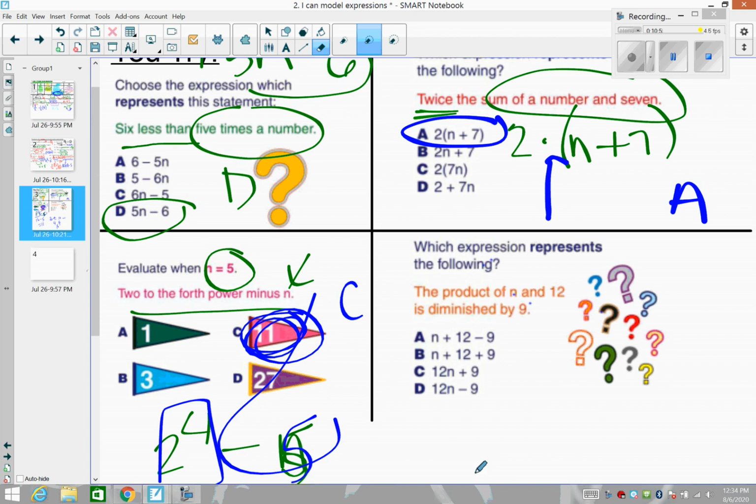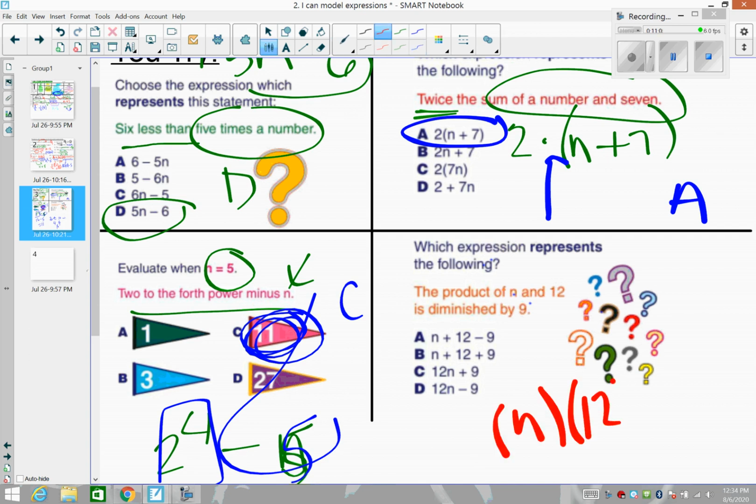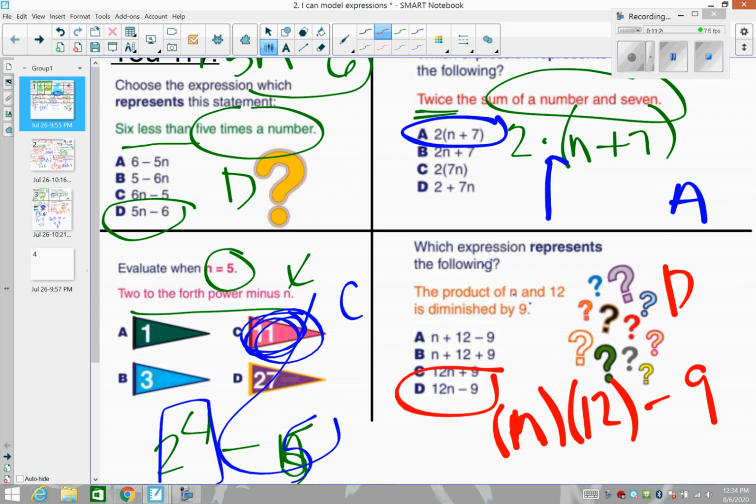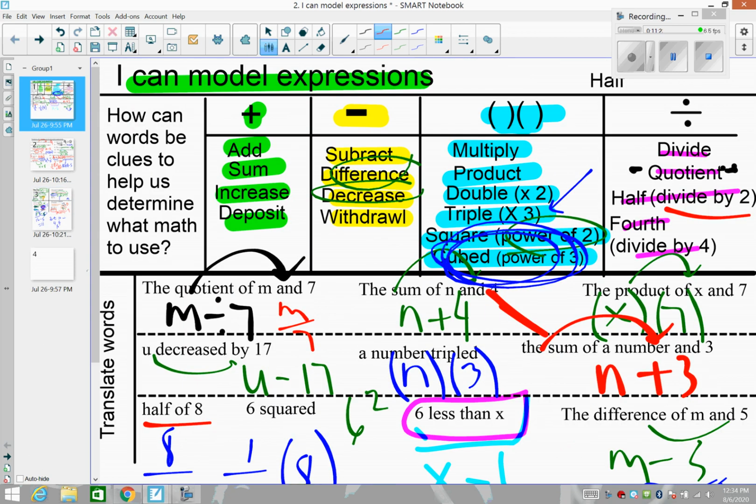Which of the following represents the situation? The product of n and 12 diminished or decreased by 9. So your answer should be D. The product of n and 12 decreased by 9. So our job today was basically back to this first page, knowing what those terms mean. So make sure that you know what product and difference and double and square mean. Those are the reference points of today's lesson.